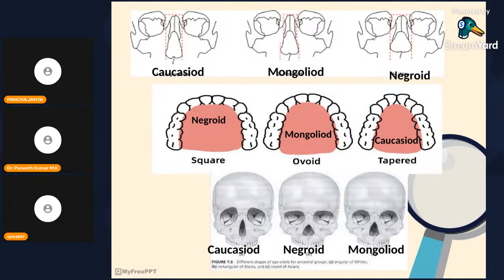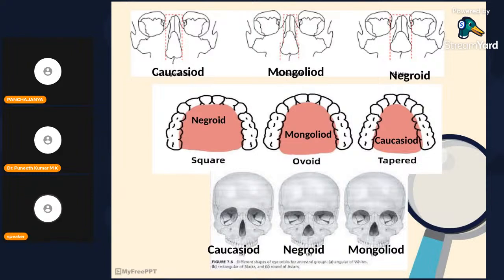See, here we can see the Caucasoid group, the nasal aperture will be elongated and narrow. In Mongoloid, it will be a bit circular, and in Negro, it will be wider. Here we can see the wider region. And based on the arrangement of the teeth in the oral cavity, in the Negroid it will be a bit square, in the Mongoloid it will be oval, and in the Caucasoid it will be tapered. This is the arrangement of the teeth in the oral cavity. Based on these bite marks also, we can differentiate the race in any bite cases.